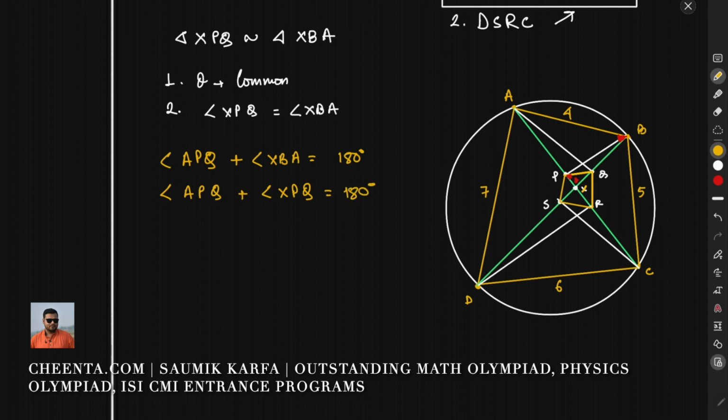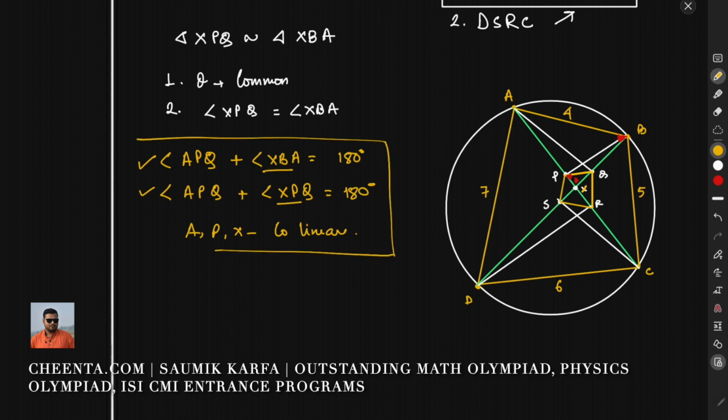Why is that true? Because A, P, X are collinear points. We know that they all lie on that diagonal AC. So they are collinear, and the angle formed at P must be a straight-line angle which is 180 degrees. So using these two relations, we can easily say that XBA is equal to XPQ. So we are done. We have proved that these two angles are equal.